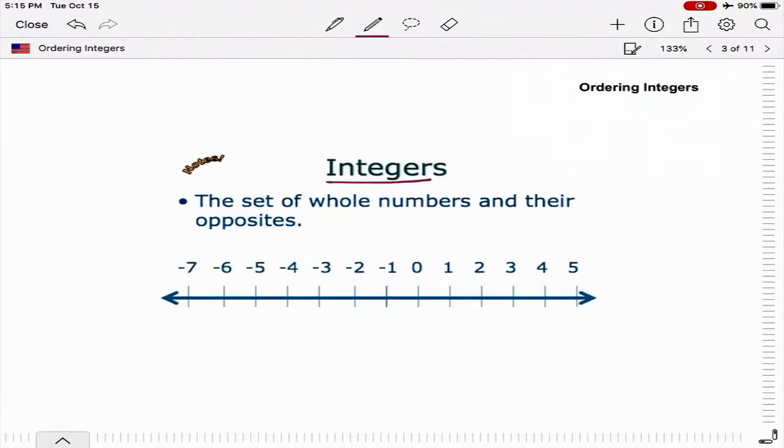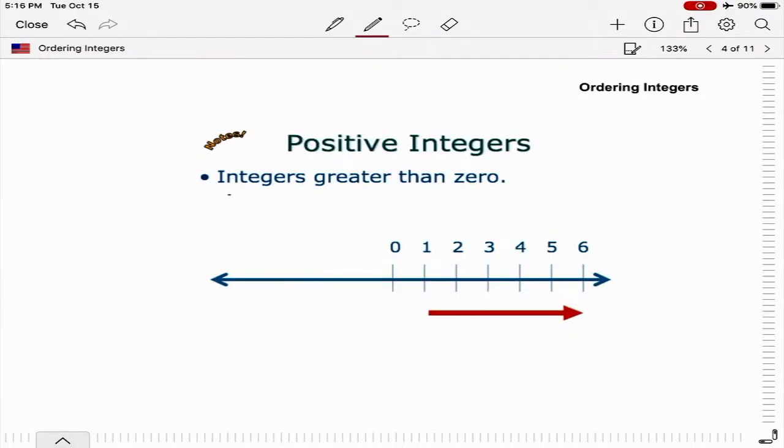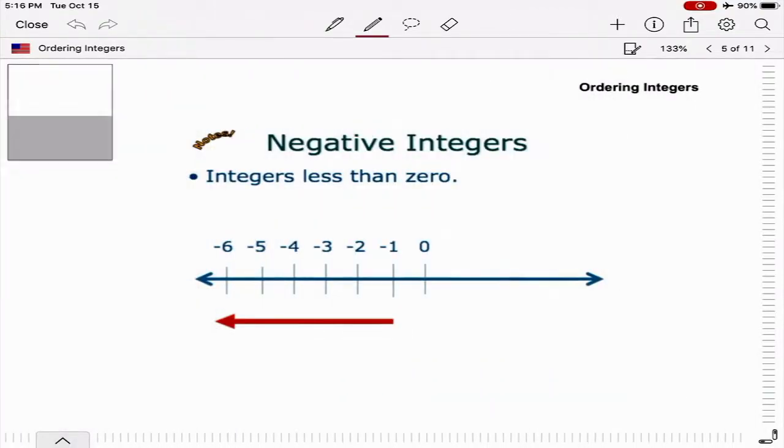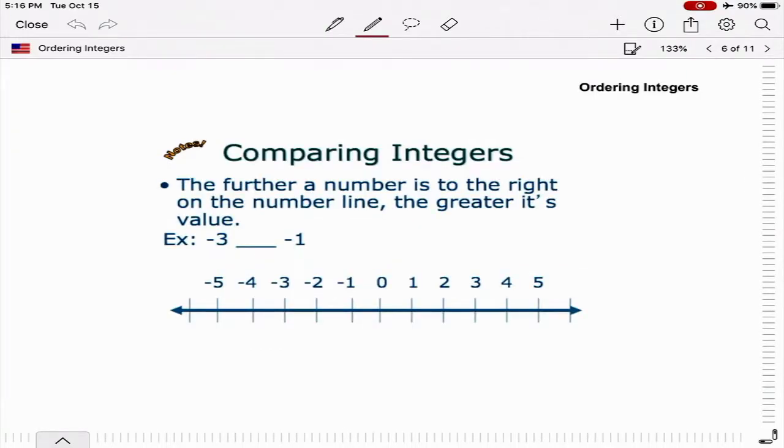Here, integers are numbers without a decimal or a fraction, but they can be positive or negative or 0. So positive integers are all numbers bigger than 0. That's why the arrow starts from where the 1 is and goes to the right. And negative integers are all numbers less than 0. Notice how the arrow starts from -1 and goes to the left. No decimals, no fractions.